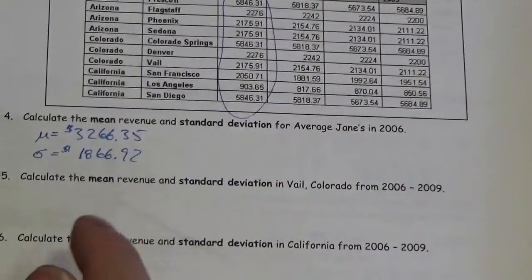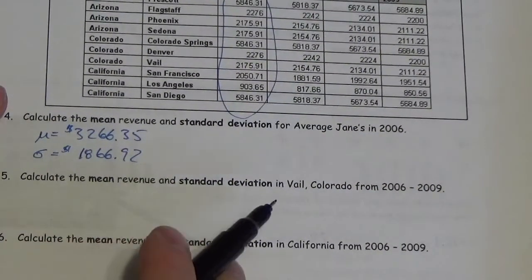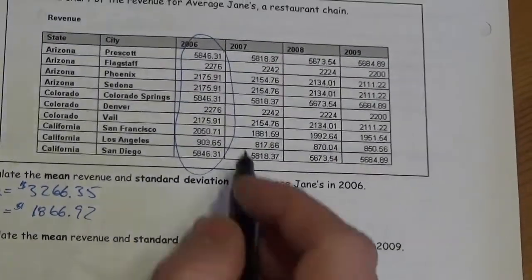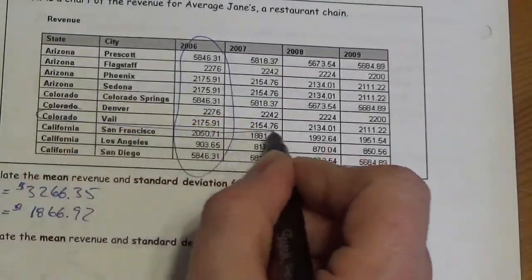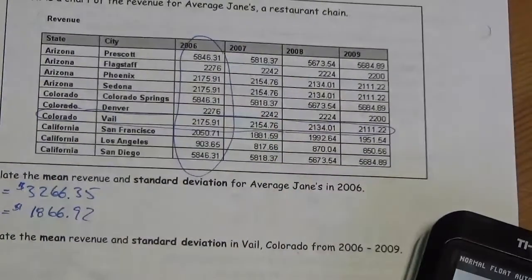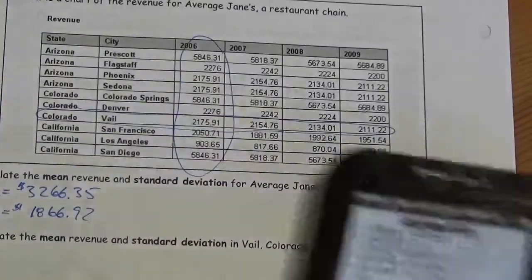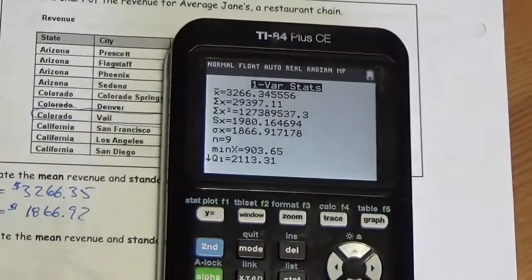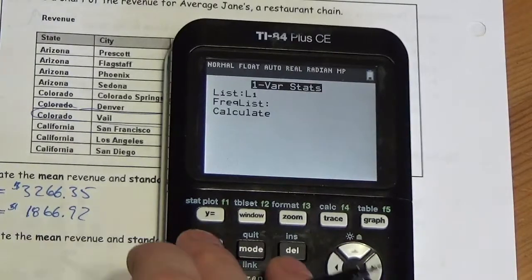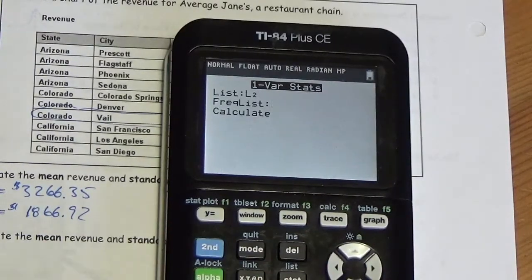The next question says, calculate the mean revenue and standard deviation in Vail, Colorado from 2006 to 2009. Well, that is just this data right here. That's just those bits of information along here. Now I've got that in list 2. So now let's go through stat, calc, 1 variable statistics. This time I'm going to turn this to list 2.